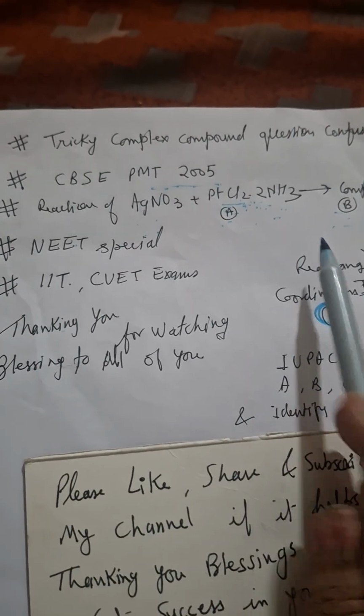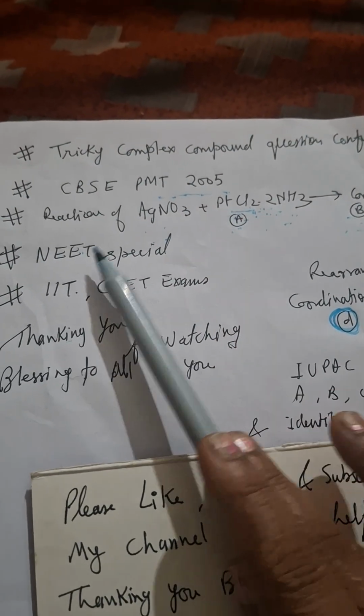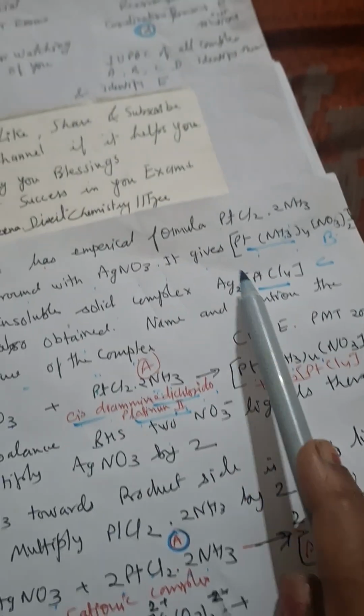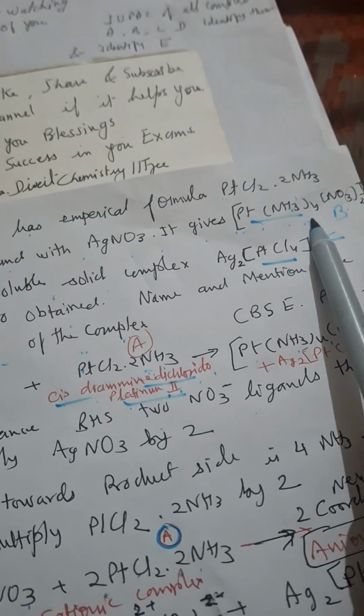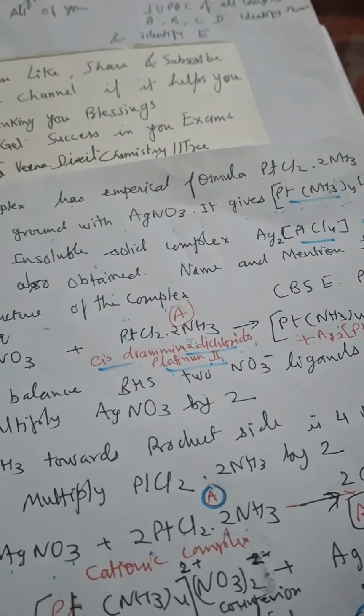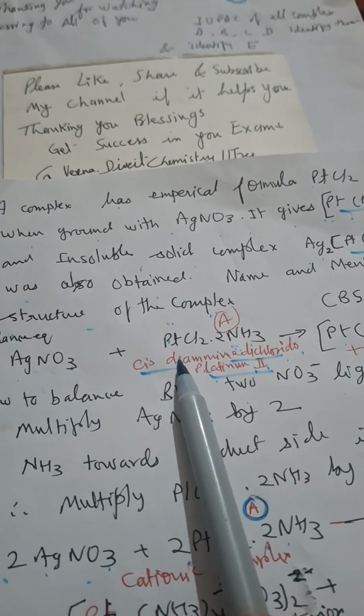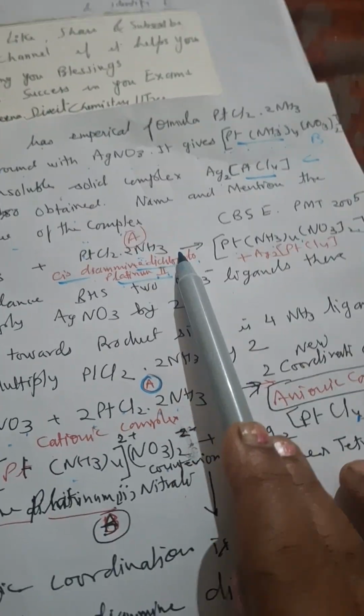Hello student, a very tricky question is asked in the PMT exam. The reaction of AgNO3 with PtCl2·2NH3 gives B and C, two new complexes. Here I have written the names. See, [Pt(NH3)4](NO3)2 and Ag2[PtCl4] are obtained when AgNO3 reacts with PtCl2·2NH3.